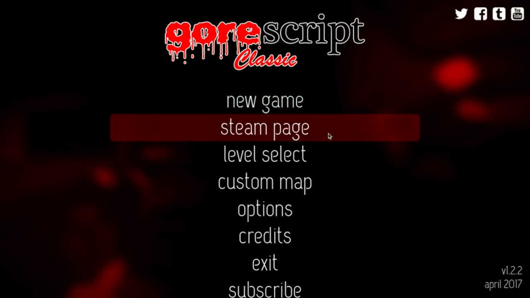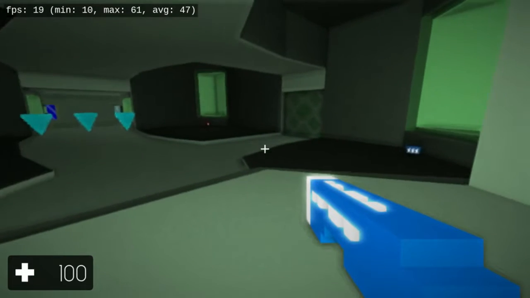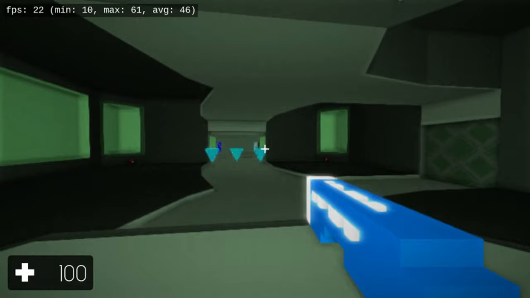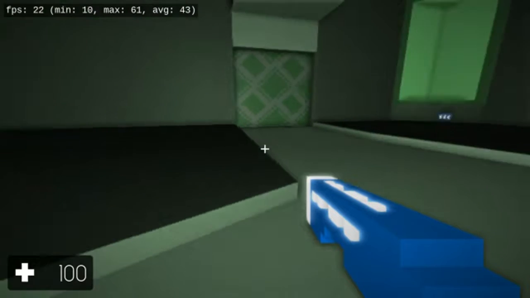So, the game's basically a shooter. Imagine it's 1994. I'm getting low frames. At least I'm getting 30 FPS. Pretty low, I can work with it.